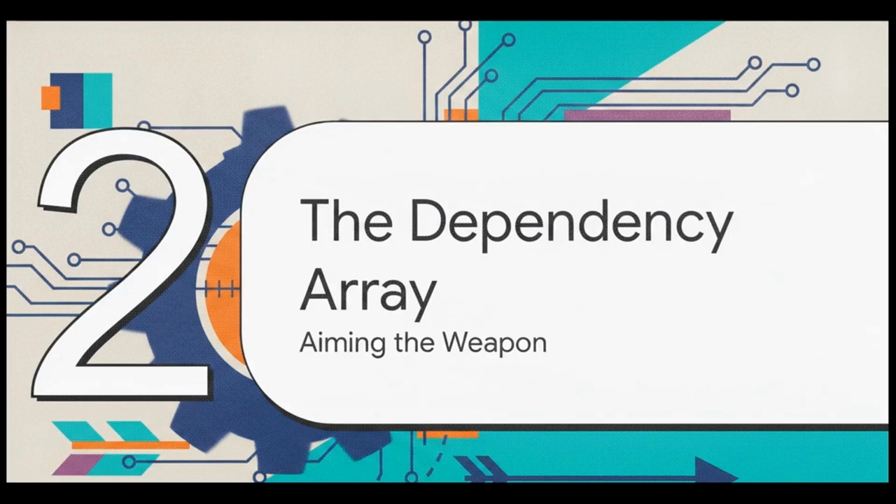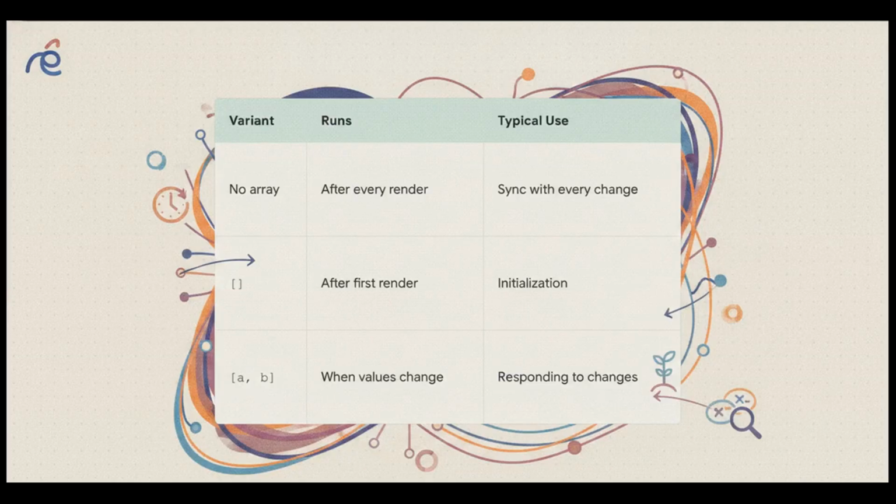Moving right along to section 2, aiming the weapon, the dependency array. This is where we actually tell React exactly when to fire our side effect. Choosing the correct variant here is absolutely crucial. If you provide no dependency array at all, your effect runs after every single render. But if you drop in an empty array, it runs exactly once on mount, which is perfect for initialization and startup effects. And if you provide specific variables in that array, the effect will only fire when one of those specific values actually changes. Nailing this down is the real secret to preventing unnecessary executions.